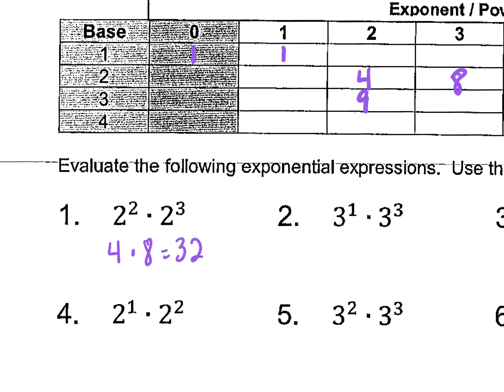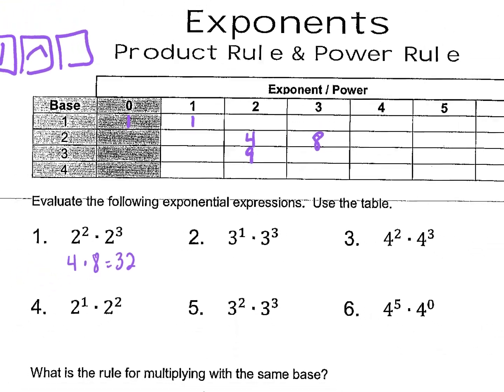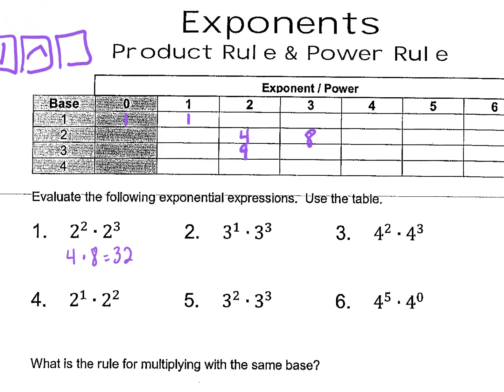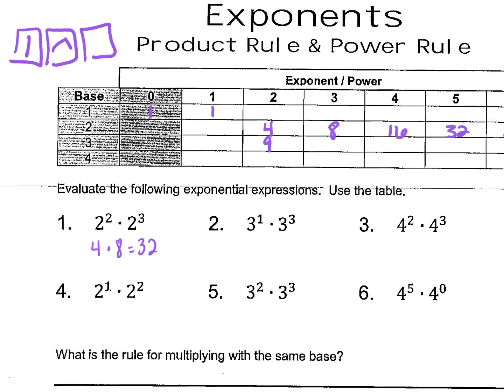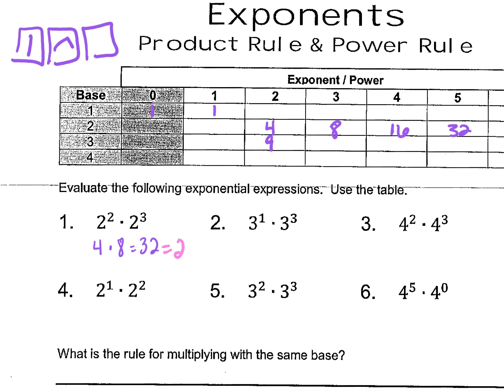We should be able to notice if you have your table filled in correctly. 16, this is 32, this is 64. So if you have your table filled in correctly, you'll notice that under the 5 is 32. So this is actually 2 to the 5th power. You should start to notice what's happening here.